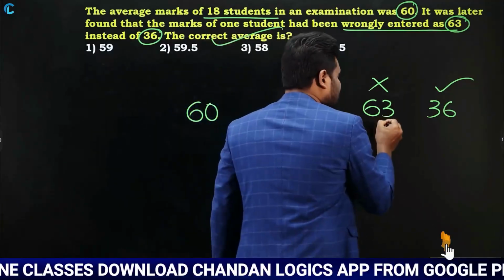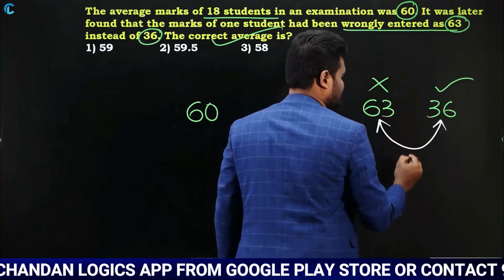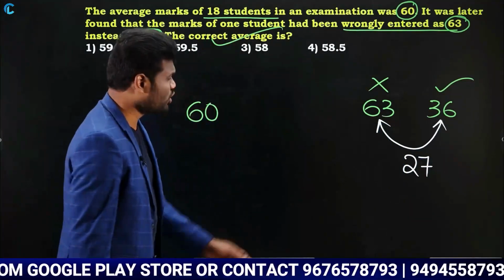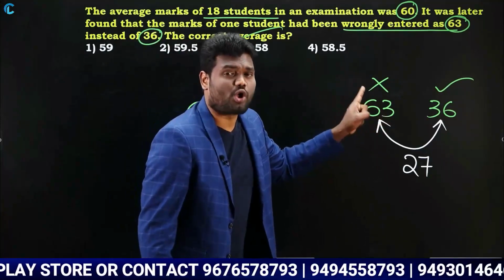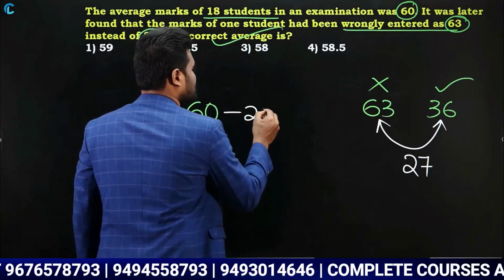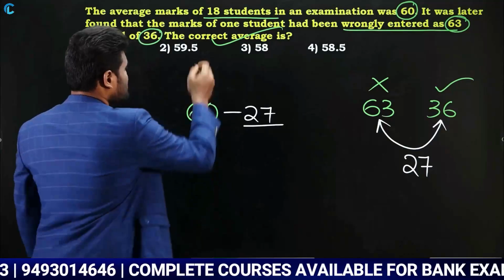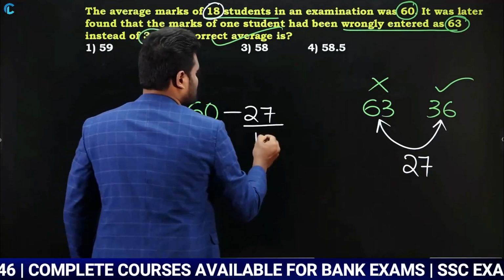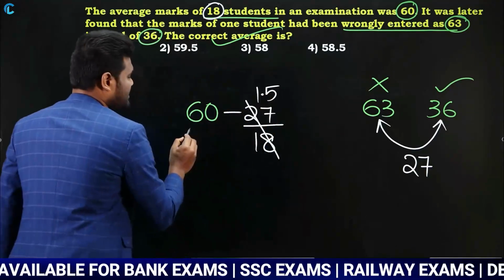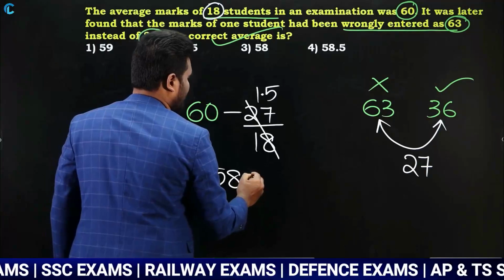So calculate here, the difference of 63 and 36. What is the difference between 63 and 36? The difference is nothing but 27. In this, the wrong value is more. As the wrong value is more, you need to subtract it. So minus 27. But don't forget, while subtracting or adding, you need to distribute. So you need to distribute over the total of 18 students. So divide by 18. Now this is going to be 1.5. So the correct average is nothing but 60 minus 1.5, which is 58.5.